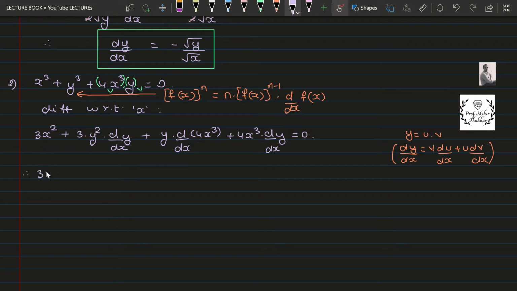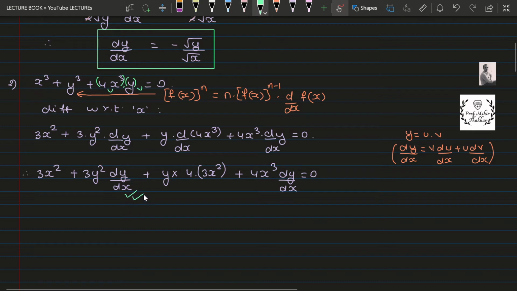Now these terms will come down as it is, 3x square plus 3y square dy by dx plus y multiplied by 4 is the coefficient, so we leave it as it is. Derivative of x cube, as we did in the beginning, it is again 3x square plus 4x cube dy by dx is equal to 0. Now what we do is we take out dy by dx common from these both terms, and the terms which are independent of dy by dx are taken on the opposite side with the change of their sign.